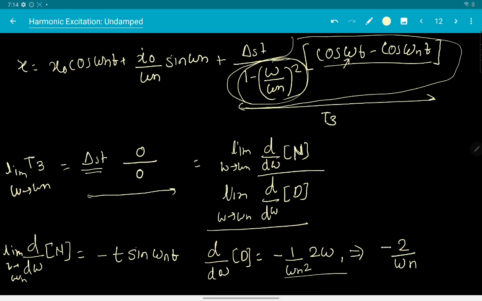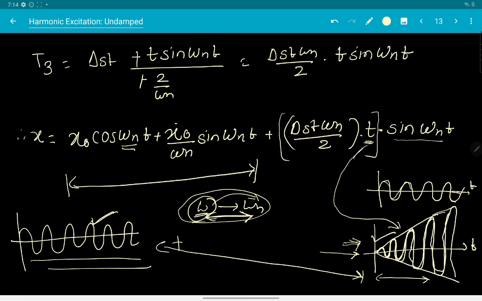Now we are going to stop here for today, and in the next class we are going to see what will happen when damping is inserted into it. Right now we have seen all this for xi equal to 0. What will happen when xi is not equal to 0 is something that we'll see in the next class. Okay, thank you.